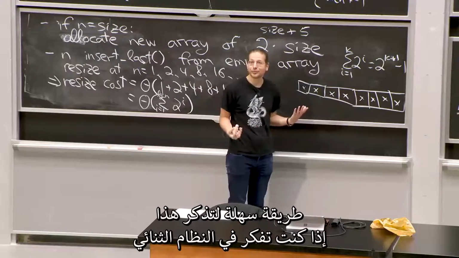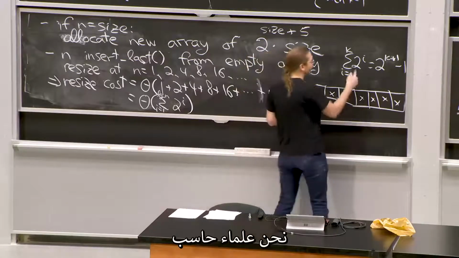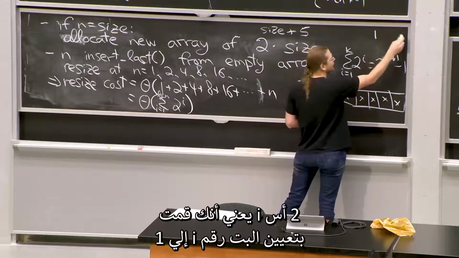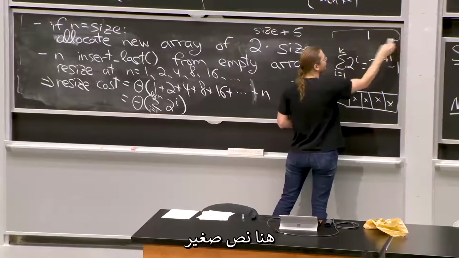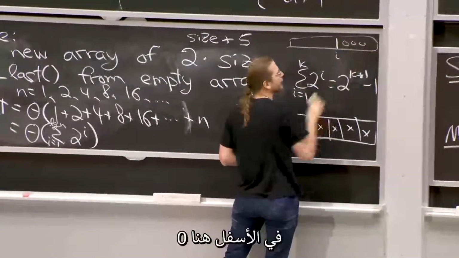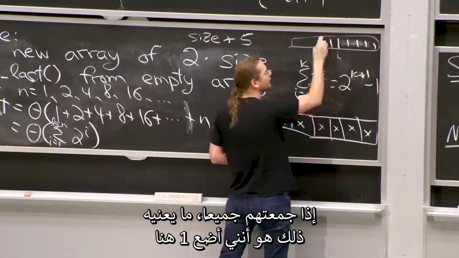An easy way to remember this is if you think in binary, as we all should, we're computer scientists. 2 to the I means you set the ith bit to 1. So here's a bit string. This is the ith bit. This is 2 to the I. The zeros are down here. If I sum them all up, what that means is I'm putting 1s here.